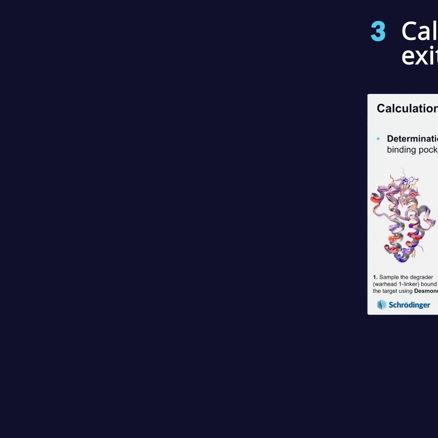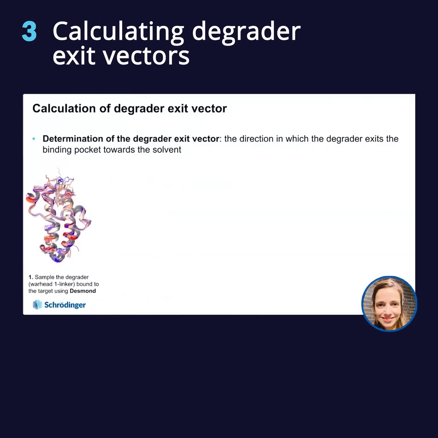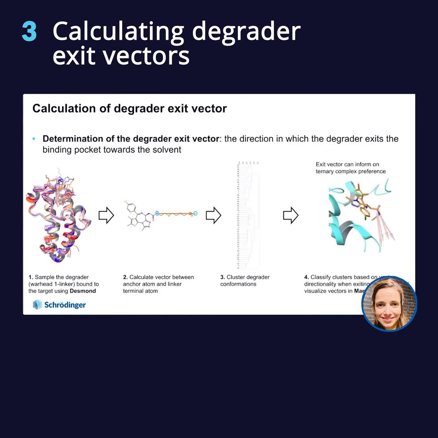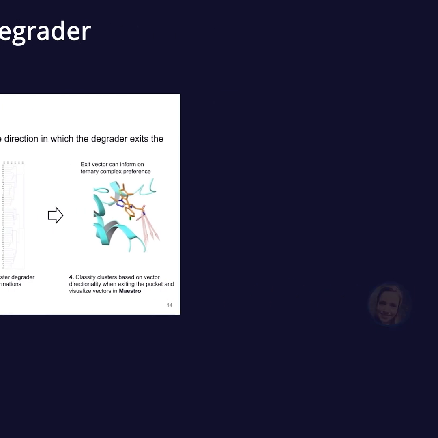So the exit vector of a degrader is the direction in which the degrader exits the binding pocket towards the solvent. To sample this, we use Desmond. In this example, I'm showing a BRD4, and we will be sampling only a truncated degrader without the second warhead. We are going to calculate the exit vector for this ensemble using 2 points. These are defined by the user. Typically, it will be the anchor atom and the linker terminal atom. And after clustering, we will be able to get the different exit vector preferences for this particular linker, and we can visualize these exit vectors in Maestro.